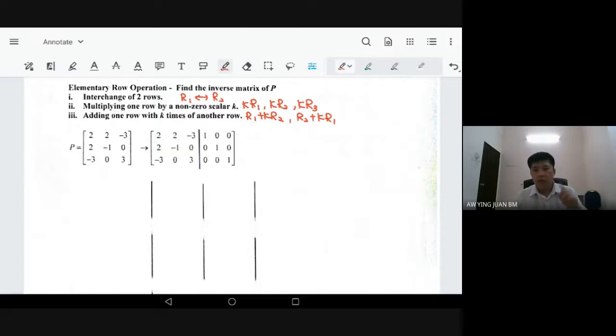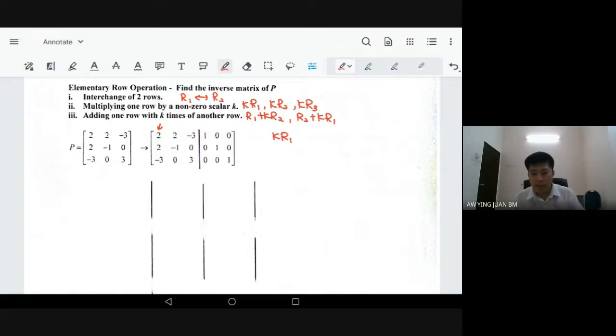So first, our focus is this one. When we're dealing with the leading diagonal, make sure we are using the second rule, which we name as KR1. So now we make sure the 2 becomes 1. That's why I name it as row 1.